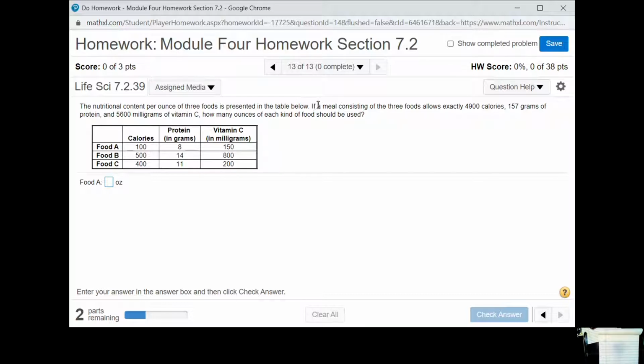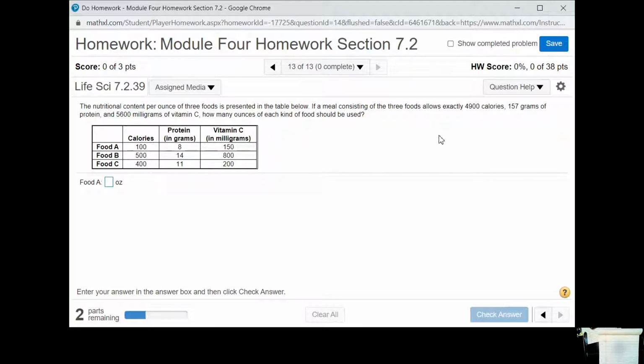The description says, if a meal consisting of the 3 foods allows exactly 4,900 calories, 157 grams of protein, 5,600 milligrams of vitamin C, then how many ounces of each kind of food should be used? Nutritionists will have this stuff, like for body weight or particular restrictions on blood sugar or hydration or whatever it is. They'll enter in the conditions of the particular patient, and then they have to go and look at the foods they have available and figure out how to assemble it so that that particular combination fits all 3 of these for calories, protein, and vitamin C.